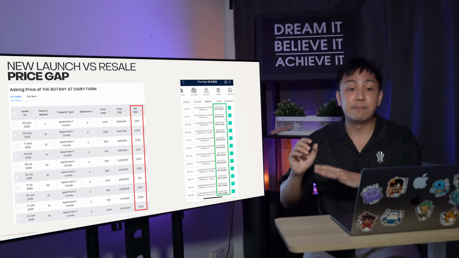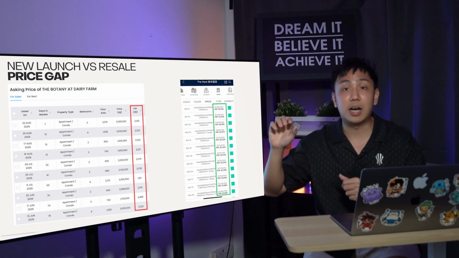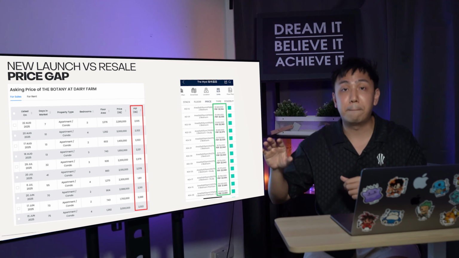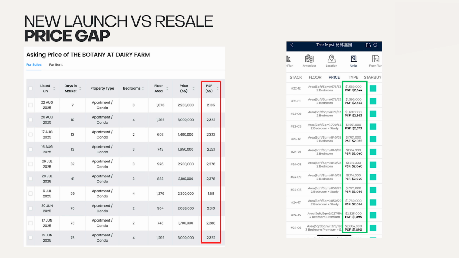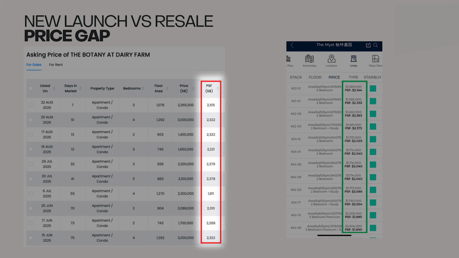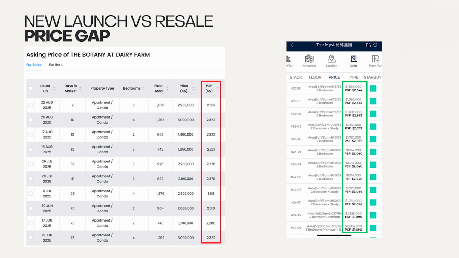Botany at Dairy Farm and The Mist, they are just 1 MRT station apart. Sizes are similar, but if you look at the resale prices, or rather the resale asking price by the owners at Botany at Dairy Farm, they are looking at around 2,000 to 2,003 PSF. If you were to compare the Mist units for sale, the new launch, they are also asking around 2,000 to 2,003 PSF. So today, if you are a buyer, would you choose to buy something new or something second-hand in the resale market? Hence, this actually makes the Mist much more attractive.